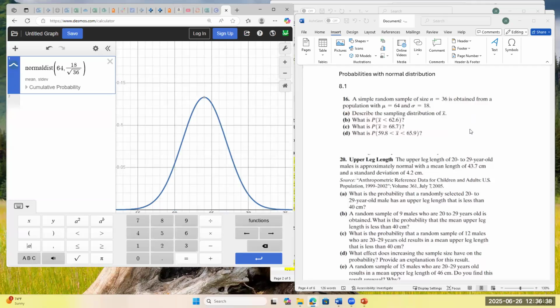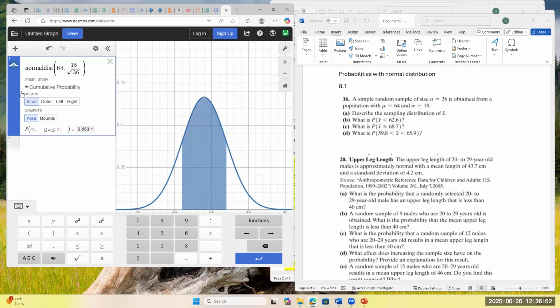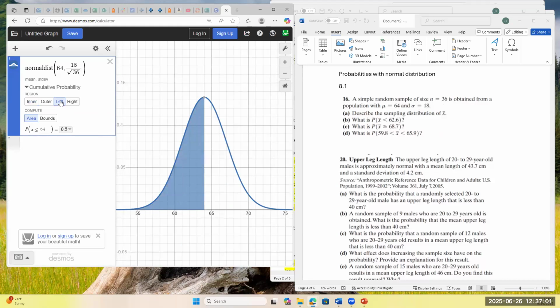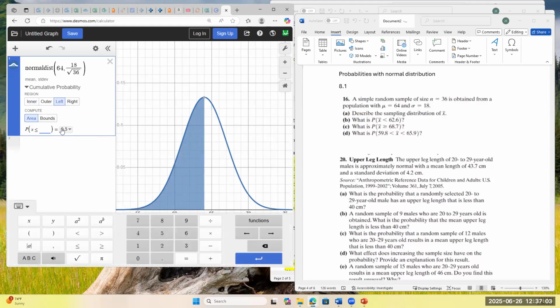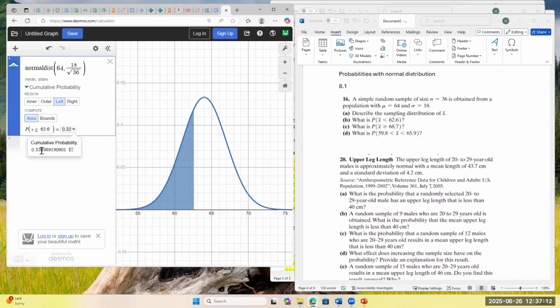There it is. So now we can answer questions like, what's the probability that a sample of size 36 has a mean that's less than 62.6? So to answer these questions, I'm going to click on this button here. And for this one, I want the probability that the sample mean is less than a particular value. That's going to be a left region. And then I'm going to go ahead and put 62.6 here. And we see that the probability the sample mean is less than 62.6 is going to be 0.3204 if we keep 4 decimal places.